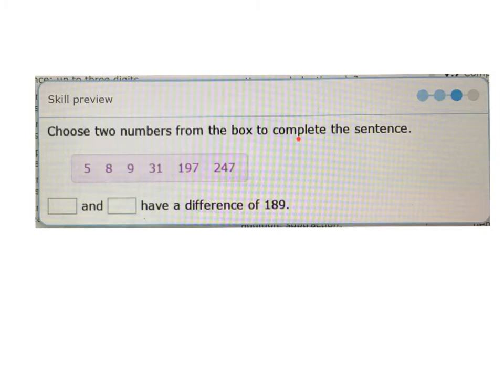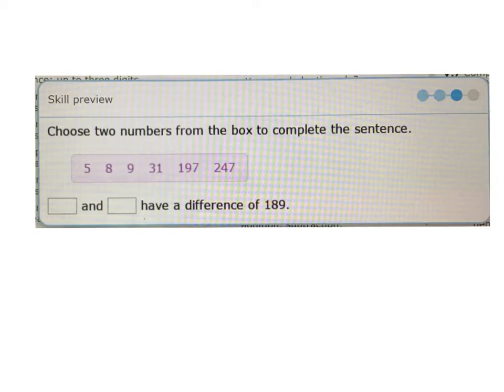Choose two numbers from the box to complete the sentence. Blank and blank have a difference of 189. So this one's a little trickier, but I know 5, 8, 9, those don't have a difference between themselves. Or 31. It's got to be with one of these big numbers and then a smaller number, I think, because this is about 200, this is only 250, so the difference between those two is not big enough. That's the question, though. 189.